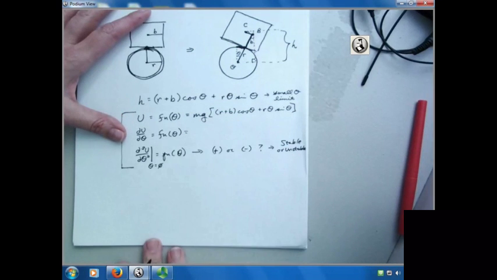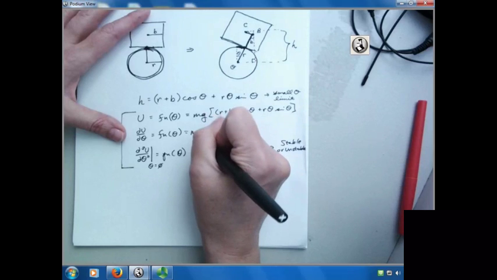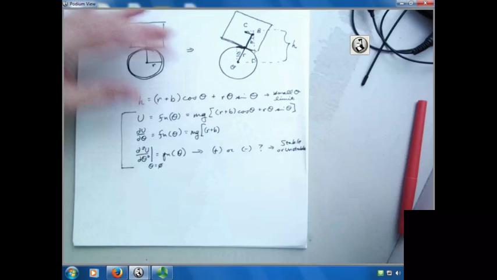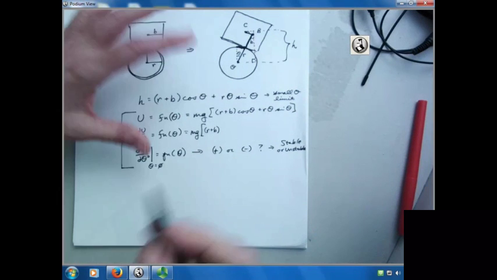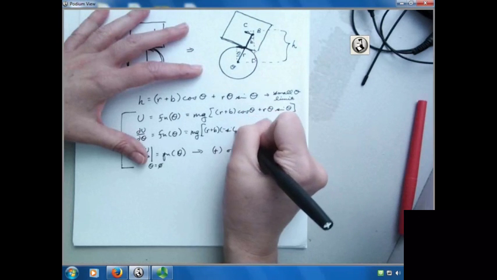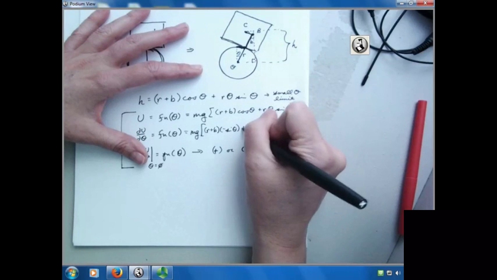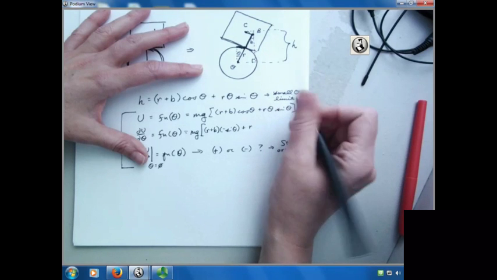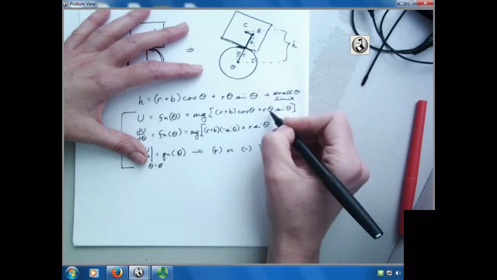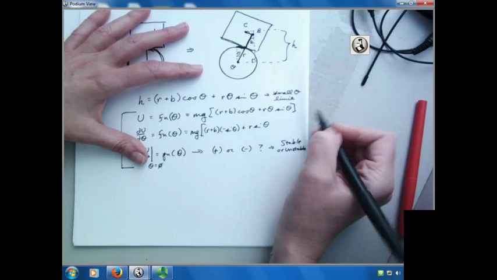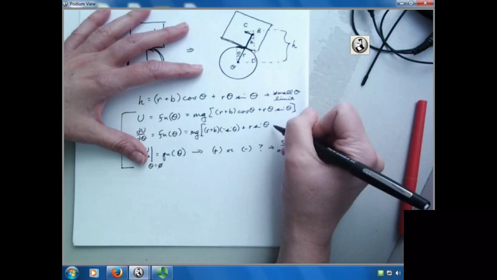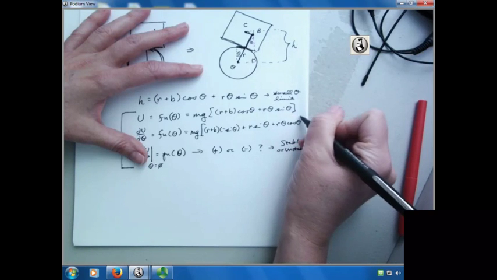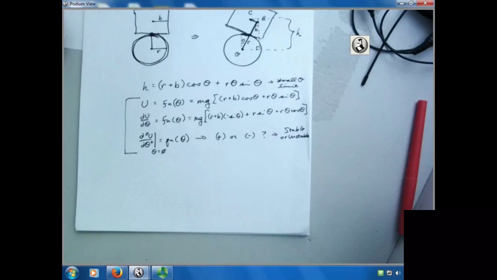And du d theta will be mg times r plus b times the partial of cosine theta with respect to theta, which is negative sine theta, plus r times the partial of theta with respect to theta, which is 1, so I get times the sine theta. So that's the derivative of the first times the second. Now I need to do the first times the derivative of the second, so that'll just be r theta times cosine theta. All right, so that's what I've got for du d theta.